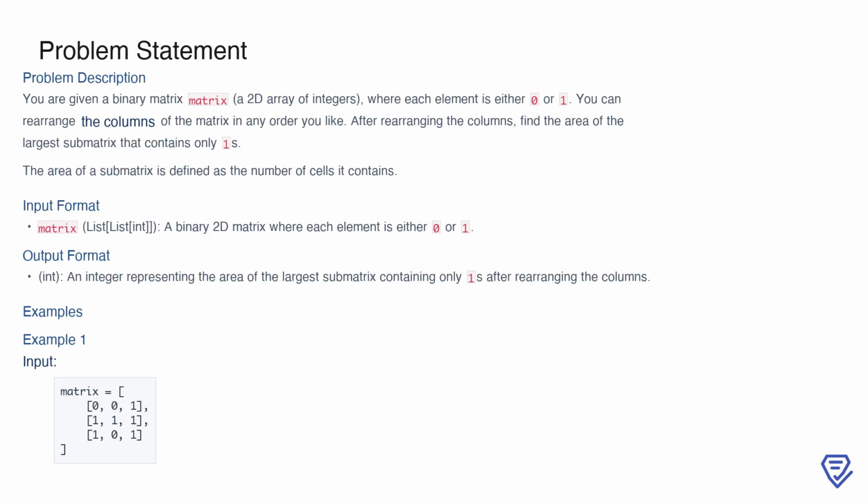In this problem, you are given a binary matrix, which is essentially a 2D array where each element is either a 0 or a 1. The task is to rearrange the columns of the matrix in any order you like, and then determine the area of the largest submatrix that contains only ones. Here, the area of a submatrix is defined as the number of cells within it. For the input format, the matrix is represented as a list of lists of integers, and the output is a single integer that corresponds to the area of the largest submatrix of ones after rearranging the columns.